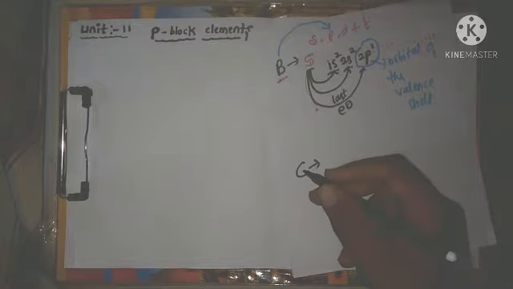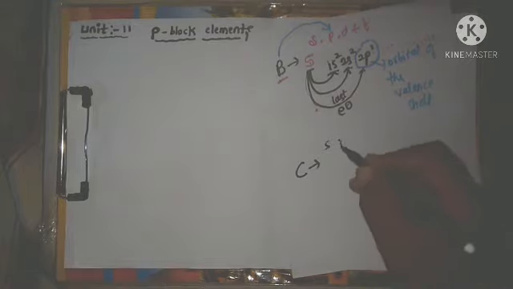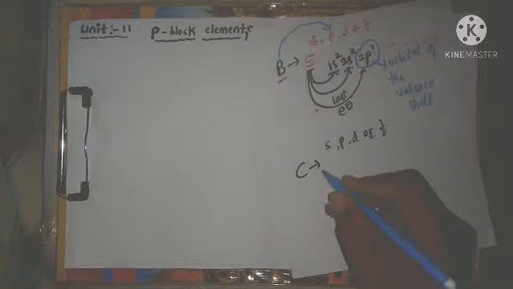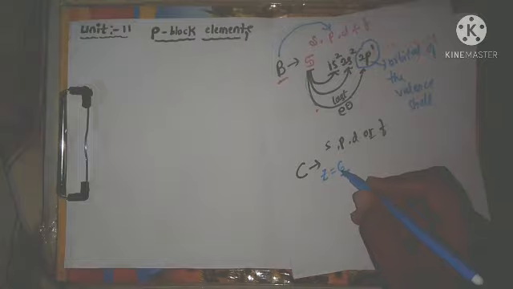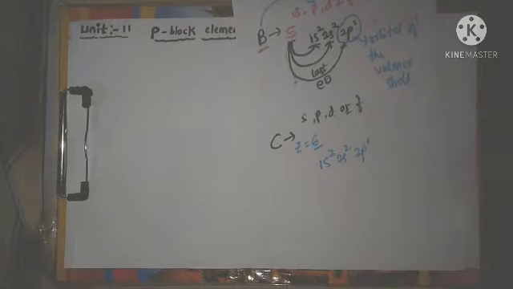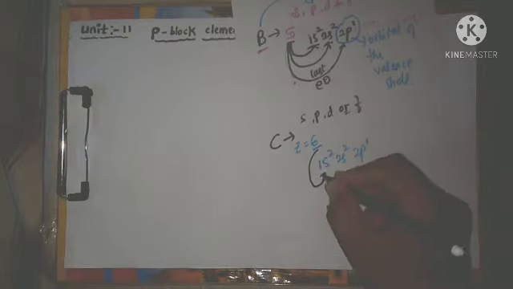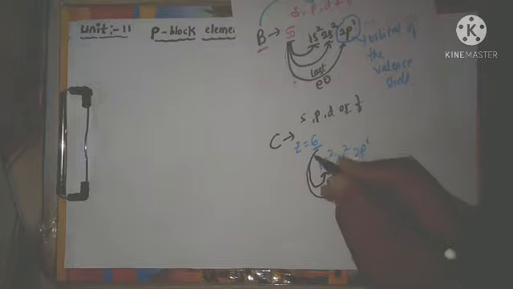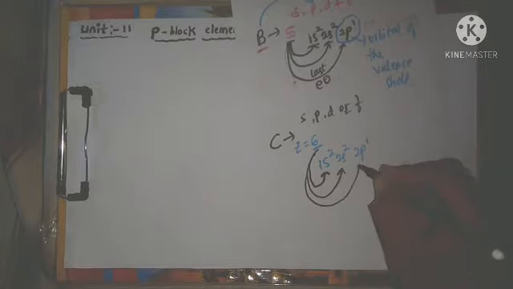Now, someone is asking, carbon belongs to which block? S, P, D, or F? For this one, you have to write the electronic configuration. The atomic number of carbon is 6. Atomic number 6 means it has 6 electrons. If I write 1s2, 2s2, 2p1, just check. Out of 6 electrons, 2 electrons are added into the 1s orbital, the next 2 electrons are added into the 2s orbital, and the 5th electron is added into the 2p orbital.